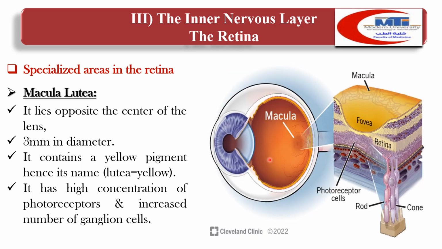The macula lutea lies opposite the center of the lens. It is about 3 millimeters in diameter and contains yellow pigment, hence its name, lutea meaning yellow. It has a high concentration of photoreceptors and an increased number of ganglion cells.